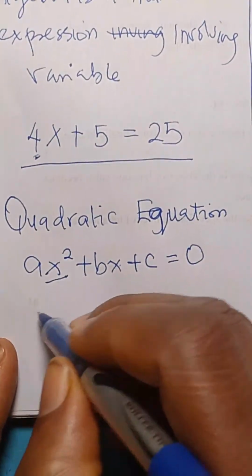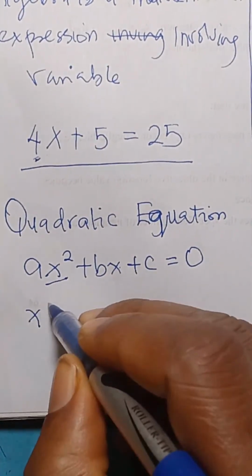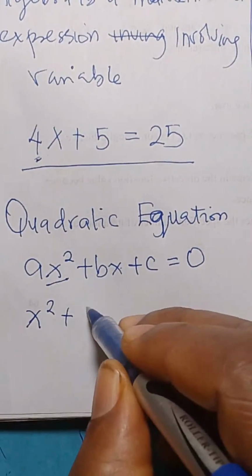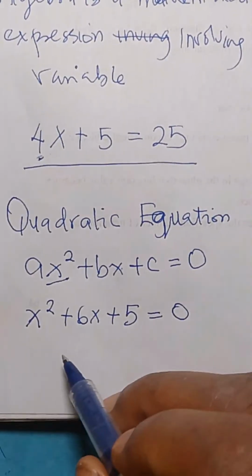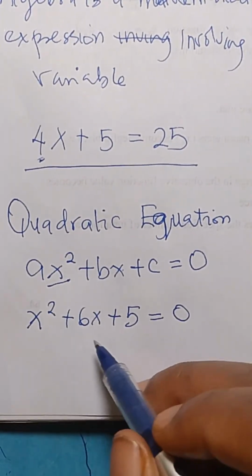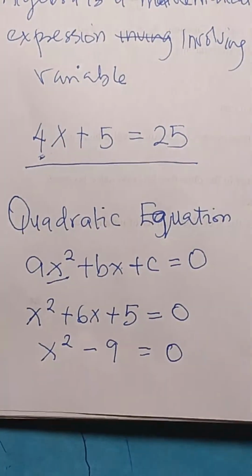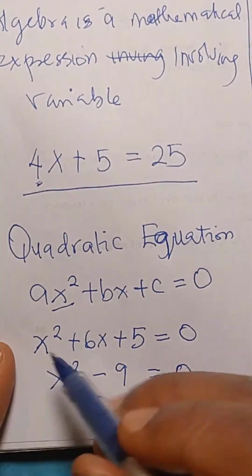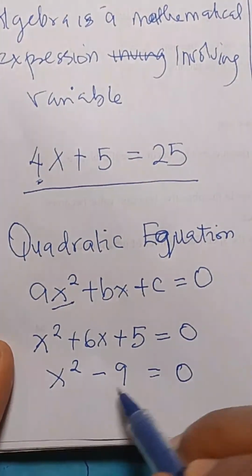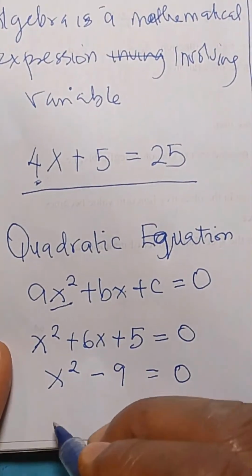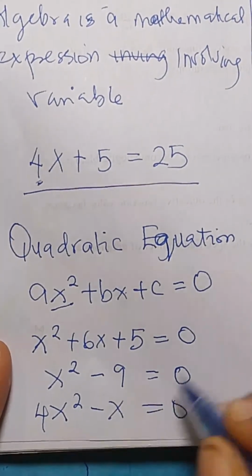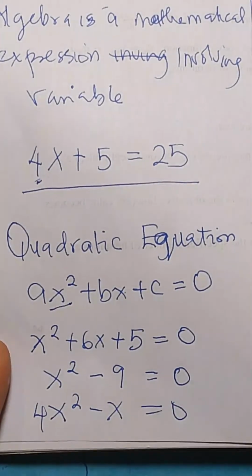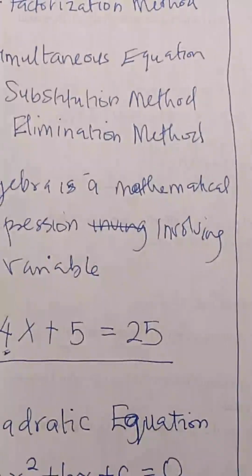Okay, let me give you examples. x squared plus 6x plus 5 equal to 0 is a quadratic equation because x is raised to the power 2. We have x squared minus 9 equal to 0, which is quadratic because of this x squared. If we have 4x squared minus x equal to 0, it's quadratic because of this x squared. So what makes it quadratic is that x squared, which should be the highest power of the variable involved in an equation.